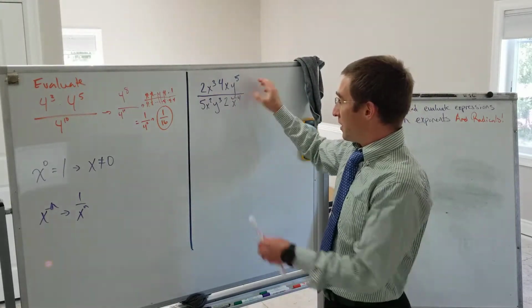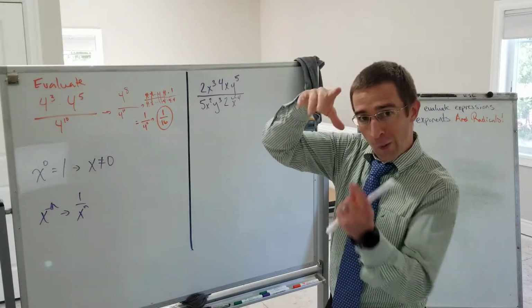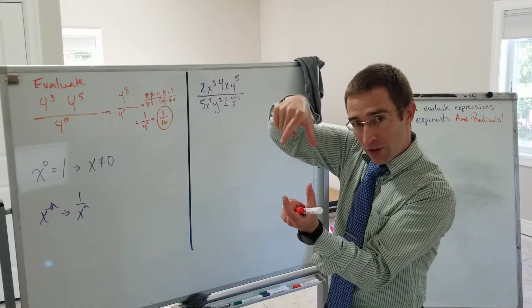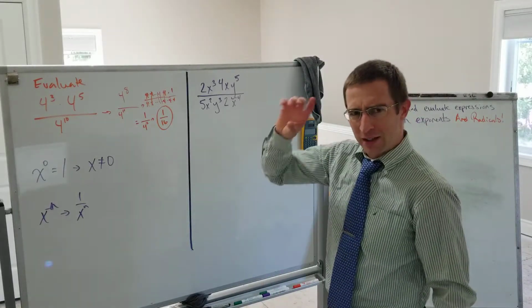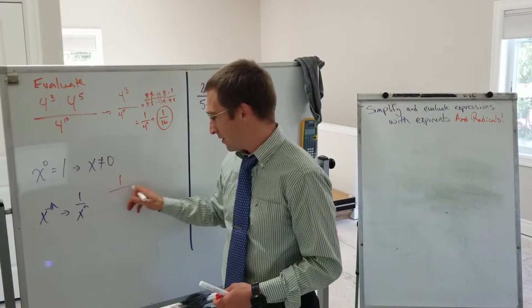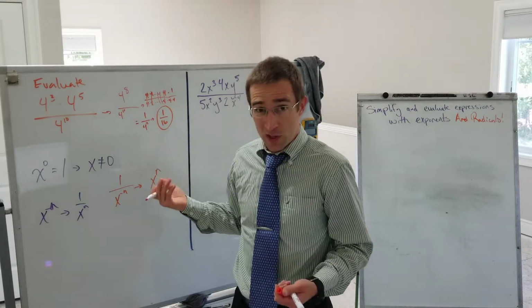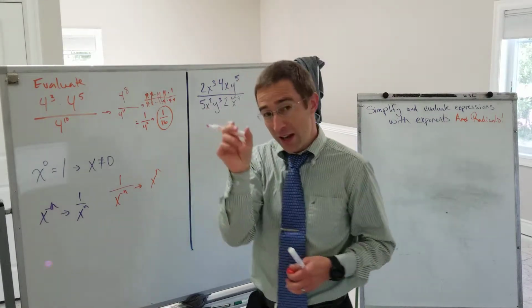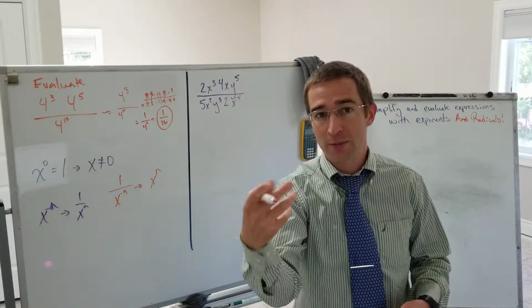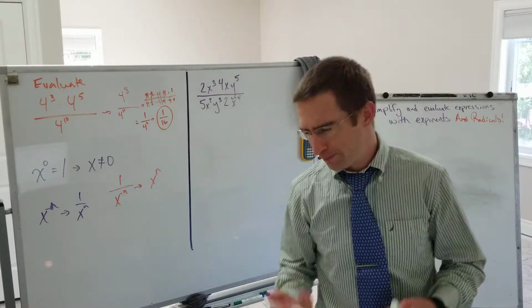So here, this x to the negative fourth is like 1 divided by x to the fourth. So we got a double division going on here. Anytime you have a negative exponent, in order to make it a positive exponent, you move it to the other side of the fraction bar.